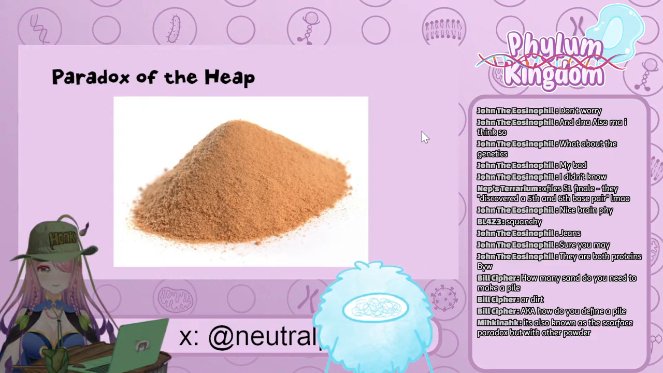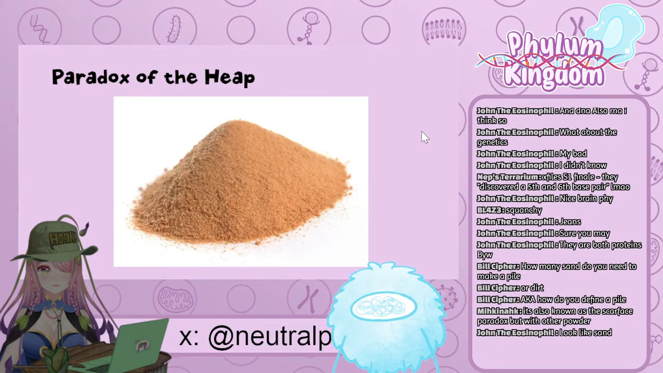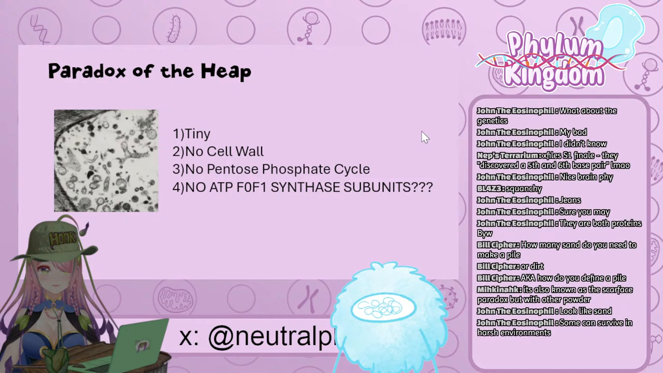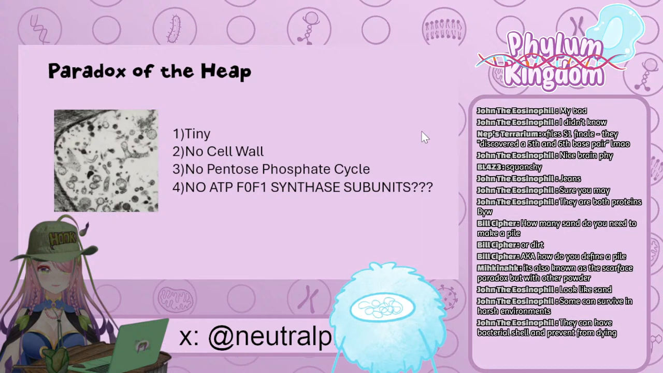It looks like Bill Cipher in chat's got the answer. The paradox of the heap basically asks, how many grains of sand do you need for a pile to become a heap? If you have a heap of sand and you start removing individual grains, at what point do you get something that can't be called a heap? The fact that phytoplasma are so small makes me think of this paradox, because these bacteria are super tiny, some of the smallest organisms on this planet. They don't have a cell wall, which a lot of bacteria do, and they lack the genes for the pentose phosphate cycle, like glycolysis. These are major metabolic pathways, the genes required to break down sugar for energy, and this parasite just jettisoned them, didn't need them anymore because they're so good at being parasites.